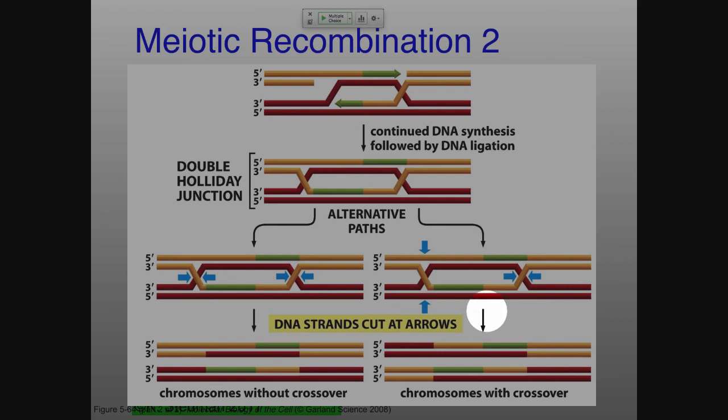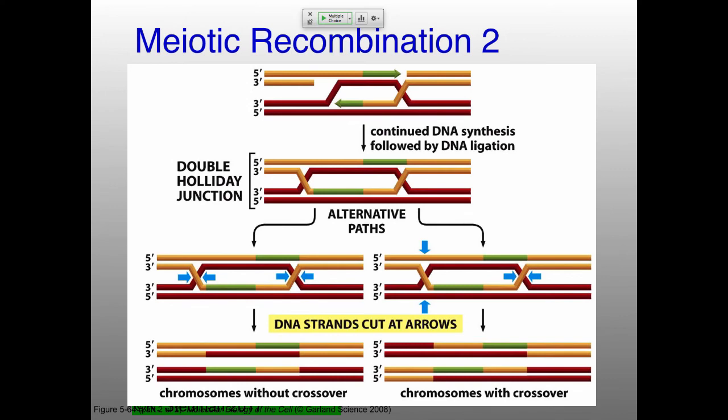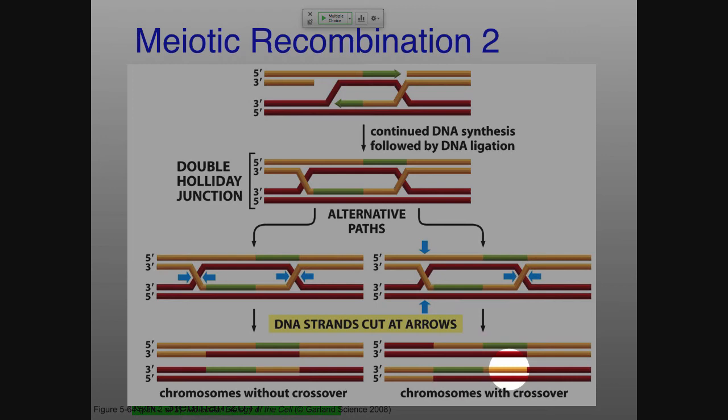If, however, you have cutting in the same way, cutting and ligating here, so this piece gets ligated to that piece, and this piece gets ligated to that piece, you end up with what we call a patch or a non-crossover. Turns out that, at least as far as the biochemistry is concerned, these can happen just as frequently, where you end up with a crossover or a non-crossover. There are regulatory mechanisms in meiosis which say you end up with at least one of these crossovers, and some that don't have these crossovers.